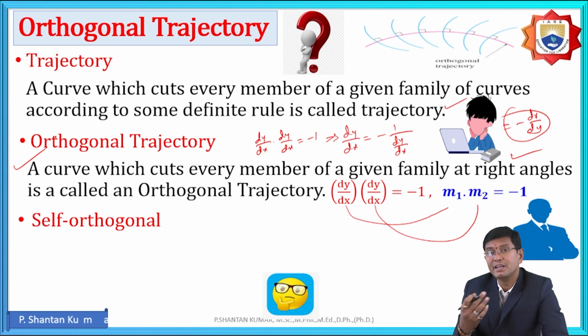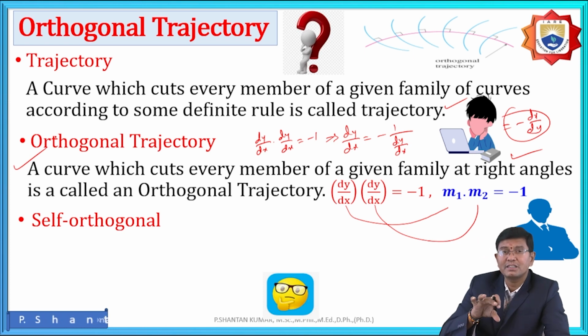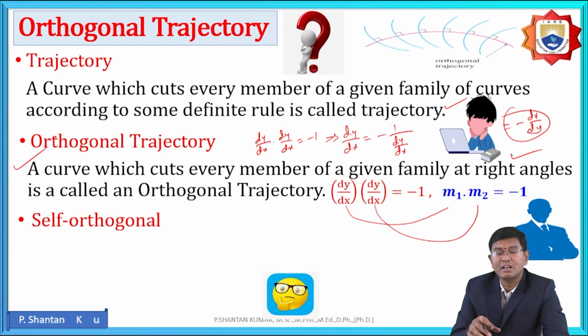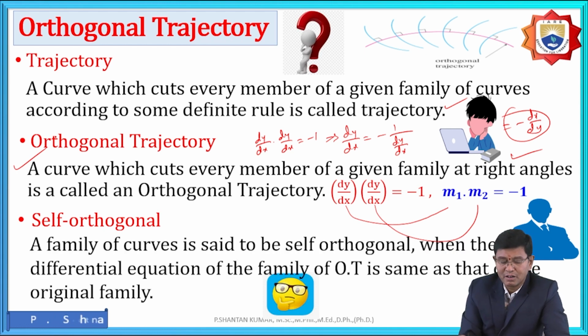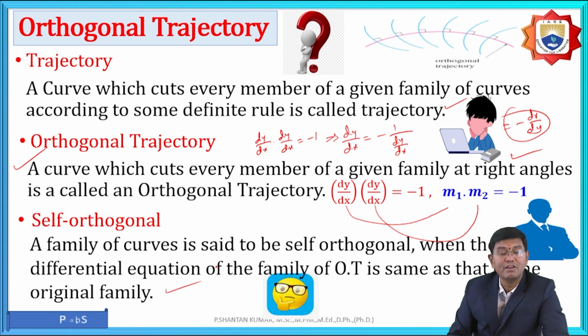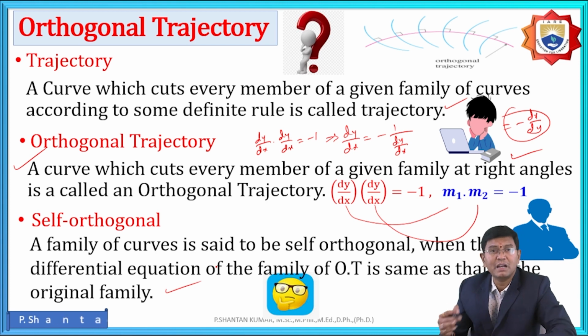We get the same given differential equation. That is the meaning of self-orthogonal. A family of curves is said to be self-orthogonal whenever the differential equation of the family of orthogonal trajectories is the same as that of the original family. That is the simple understanding.